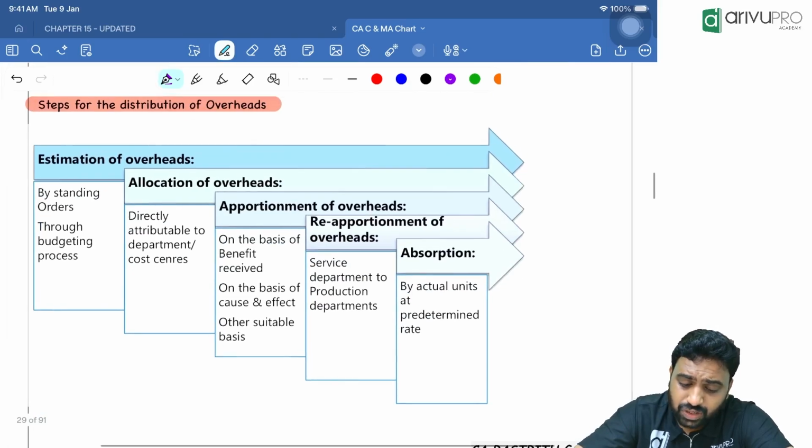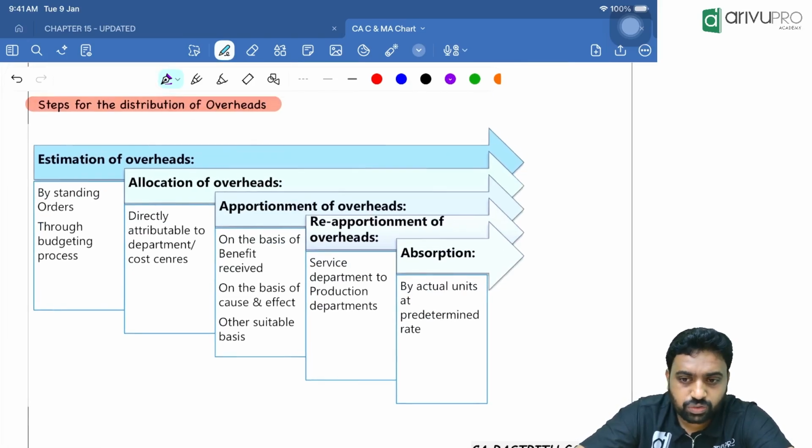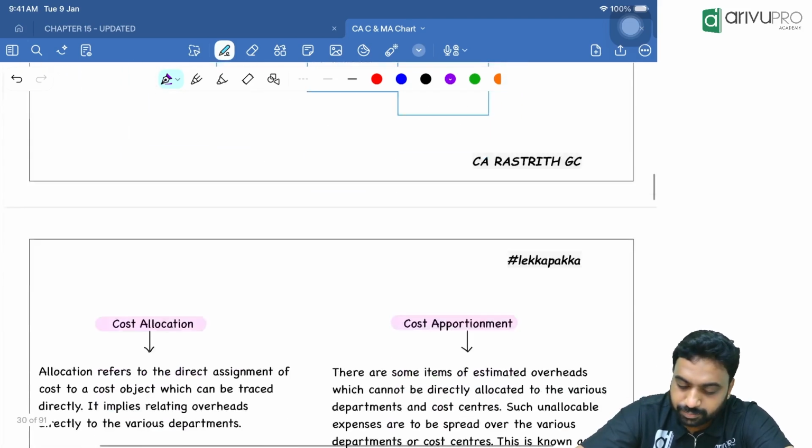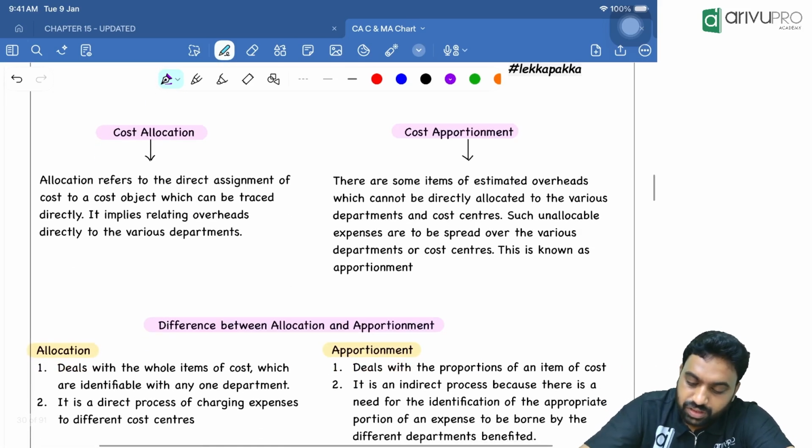What are the steps involved in the overheads? First, you should estimate. I told you we will take the budgeted data because we can't wait till the end, right? So estimation of overhead, then we will allocate it, then we will apportion it, then we will reapportion it, at last we will absorb it. Got it? So cost allocation means what, guys?